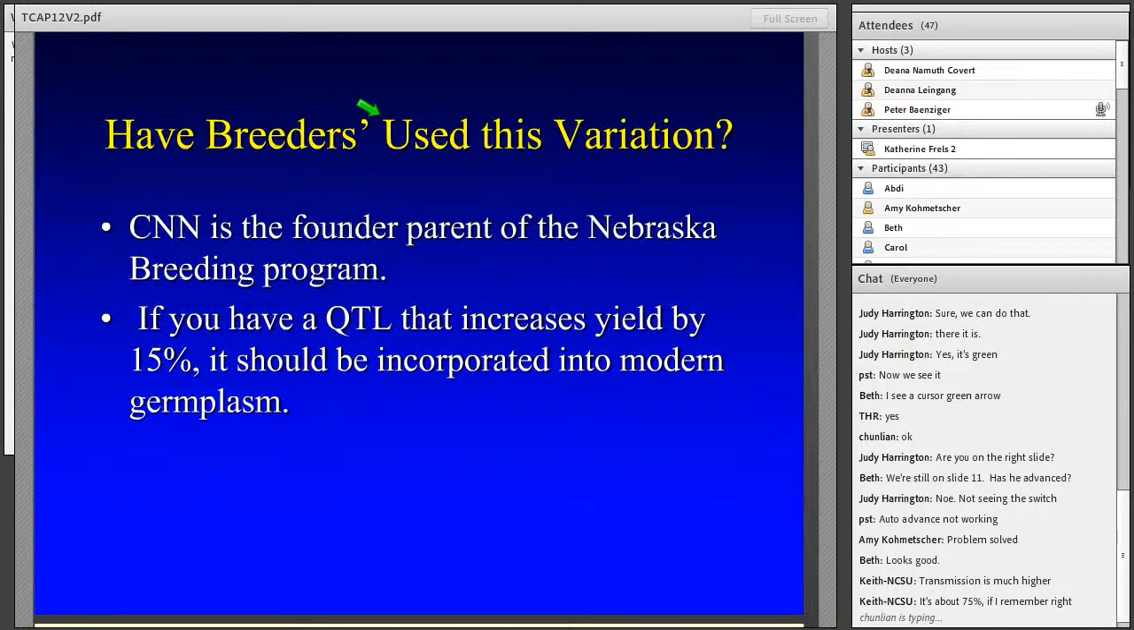Now, the next question that came up is, you've got all this variation, okay? Have we used it? I mean, you'd kind of like to believe if you released a line in 1930 and you've got a line released in 1950 and you're now in 2000, that 50 years later we have incorporated that good QTL from Wichita.